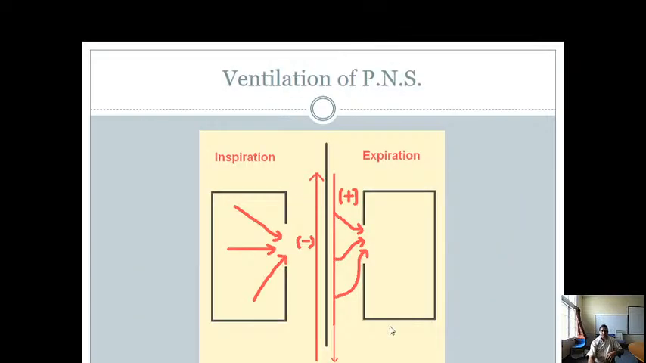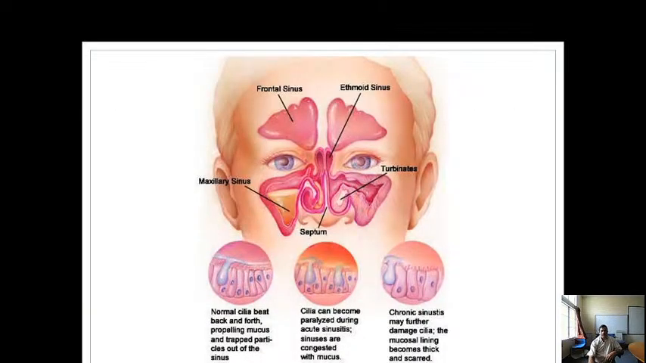So that is as far as the mucociliary clearance in the nasal cavity is concerned, and most of the pathophysiology can be easily understood by a simple understanding of the movement of the cilia and various factors which influence them.